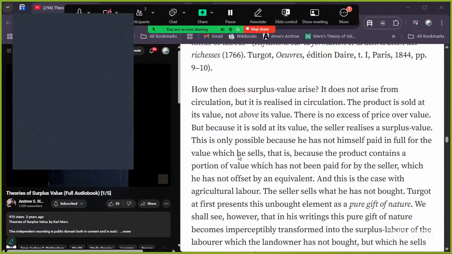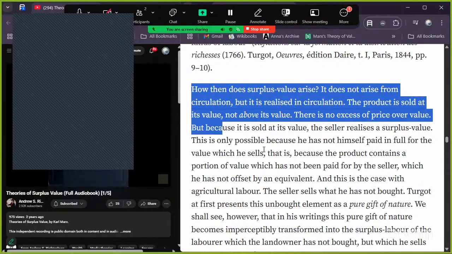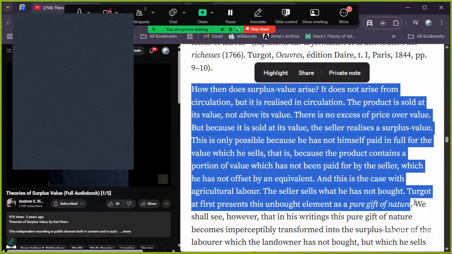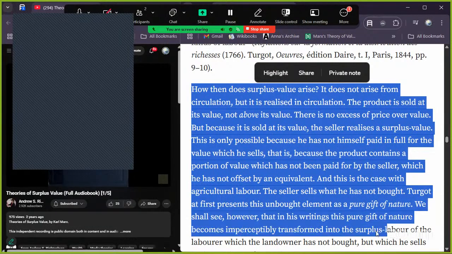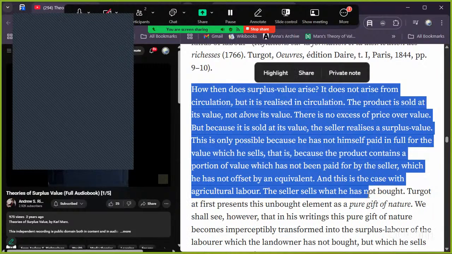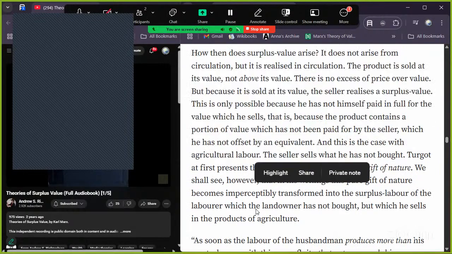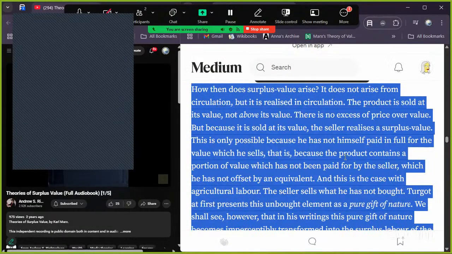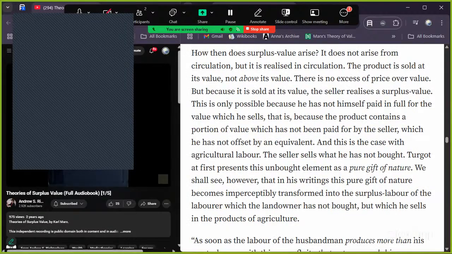It does not arise from circulation, but is realized in circulation. The product is sold at its value, not above its value. There is no excess of price over value. But because it is sold at its value, the seller realizes a surplus value. This is only possible because he has not himself paid in full for the value which he sells. That is, because the product contains a portion of value which has not been paid for by the seller, which he has not offset by an equivalent. And this is the case with agricultural labor. The seller sells what he has not bought.